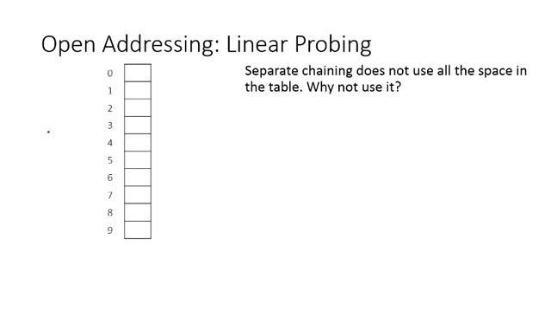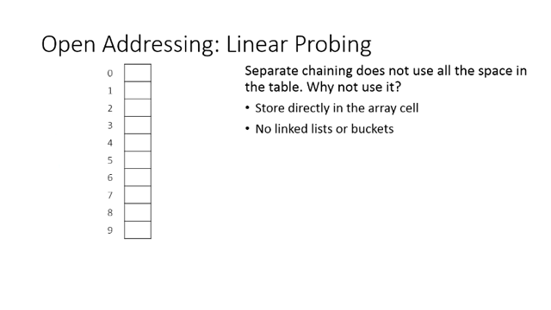So this is open addressing. We have 10 locations. What is the difference between open addressing and separate chaining? In separate chaining, each and every index will be holding a linked list of buckets that are directly connected to that particular index value. Storing elements directly into the array cell is not possible in separate chaining.